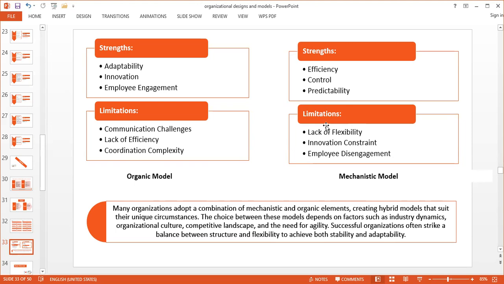Many organizations adopt a combination of mechanistic and organic elements, creating a hybrid model, a hybrid design that suits their unique circumstances. The choice between these models depends on factors such as industry dynamics, organizational structure, competitive landscape, and the need for agility. Successful organizations often strike a balance between structure and flexibility to achieve both stability and adaptability.